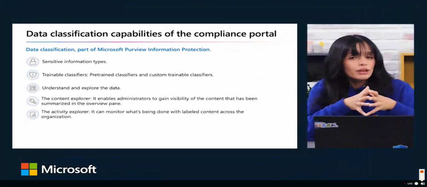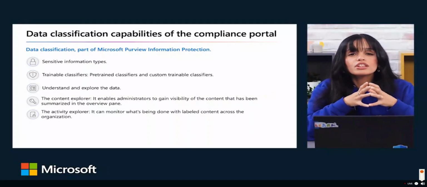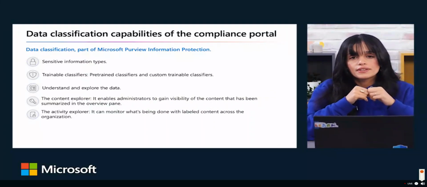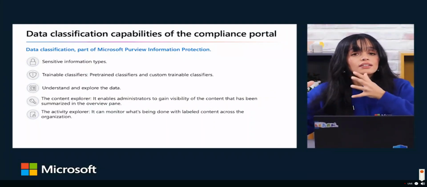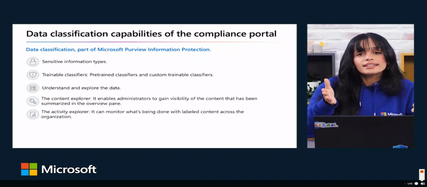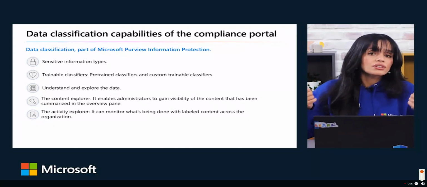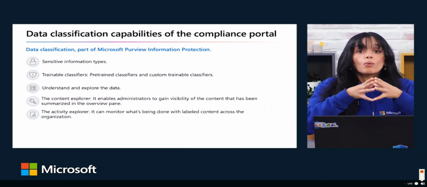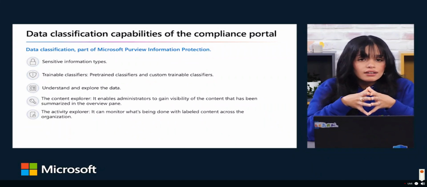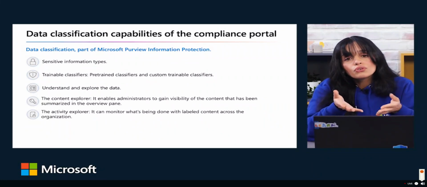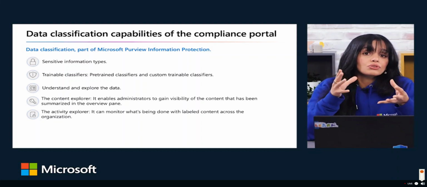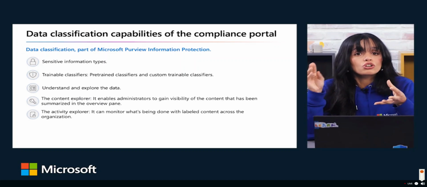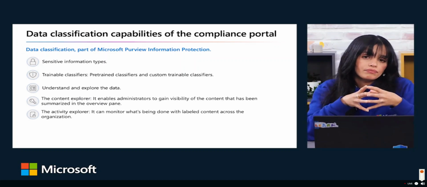In addition, the way classifiers work is through the use of artificial intelligence. So you can take advantage of things like pre-trained classifiers that are ready to use to recognize certain types of data like profanity or even credit card numbers. And also you can train your own classifier to recognize your organization's unique contract templates.